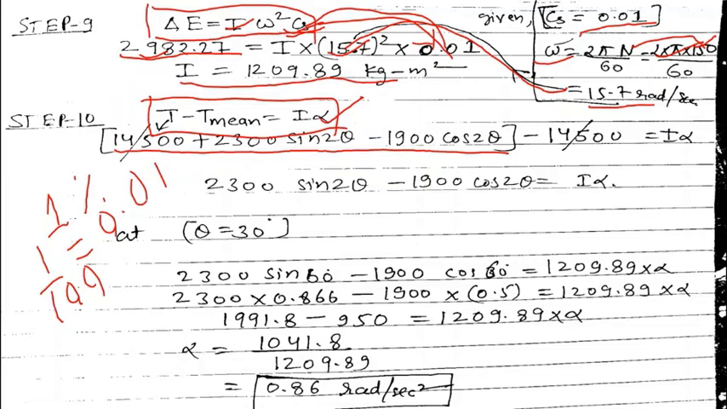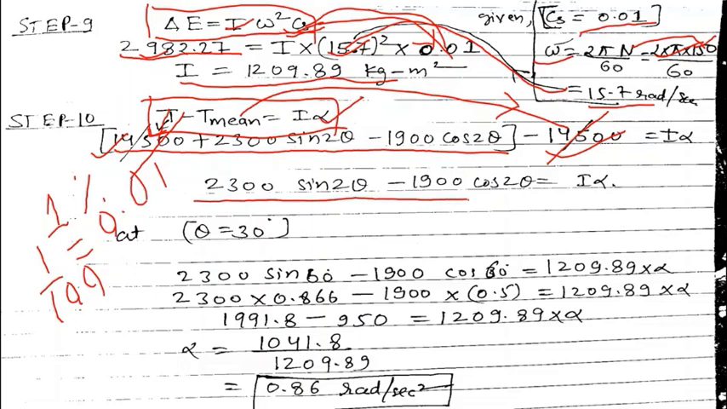Go back to the question and see the value of T. You will find the value of T as this much, and you will substitute it here. The value of T mean we have calculated in step number 3. Go back to step number 3 and see the value of T mean. It was coming out to be 14500. And when you simplify this expression, 14500 will cancel with 14500 here, and we will be left with 2300 sine 2 theta minus 1900 cos 2 theta.